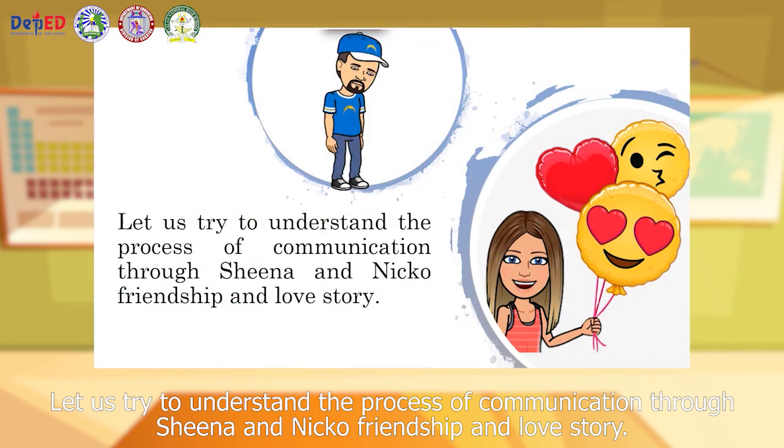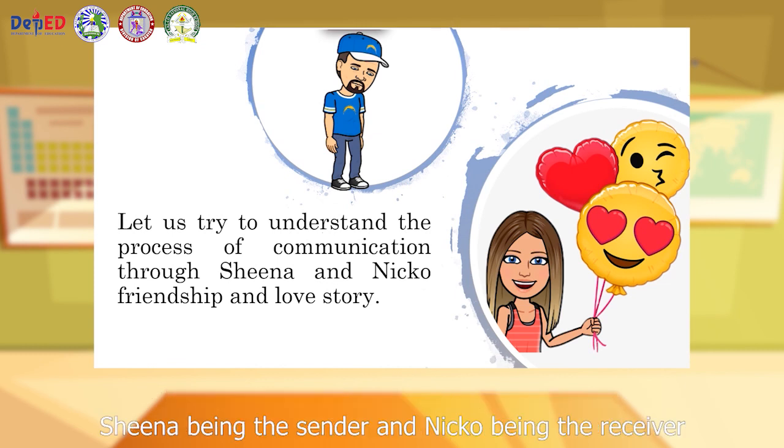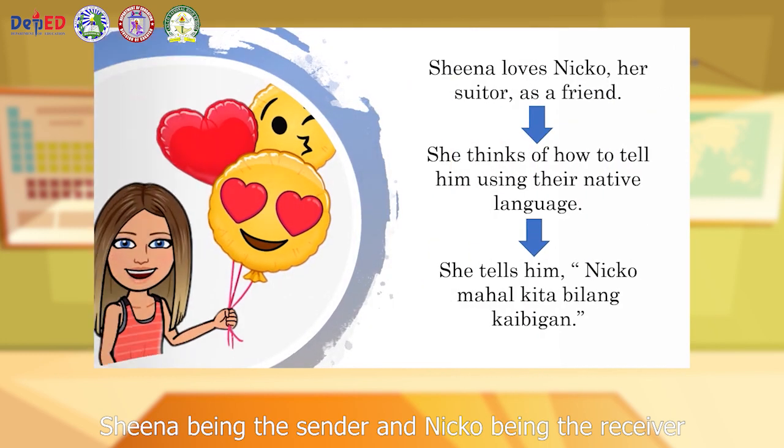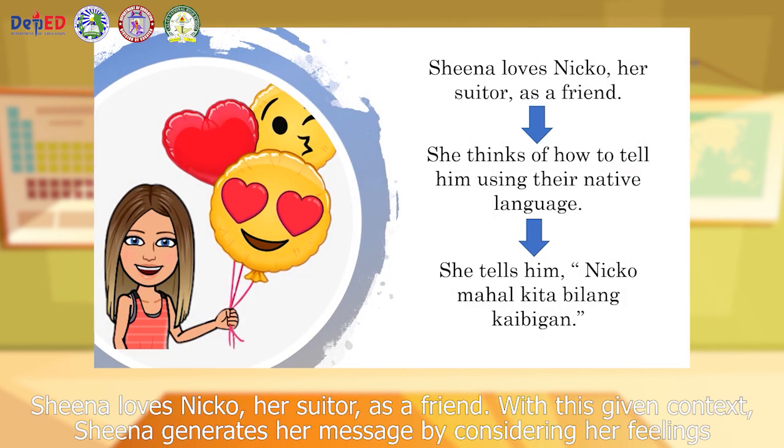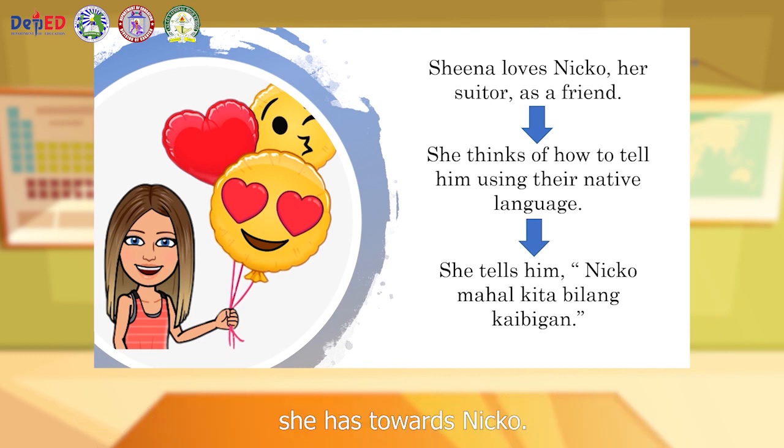Let us try to understand the process of communication through Sheena and Nico's friendship and love story. Sheena is the sender and Nico is the receiver. Sheena loves Nico, her suitor, as a friend. With this given context, Sheena generates her message by considering the feelings she has towards Nico.